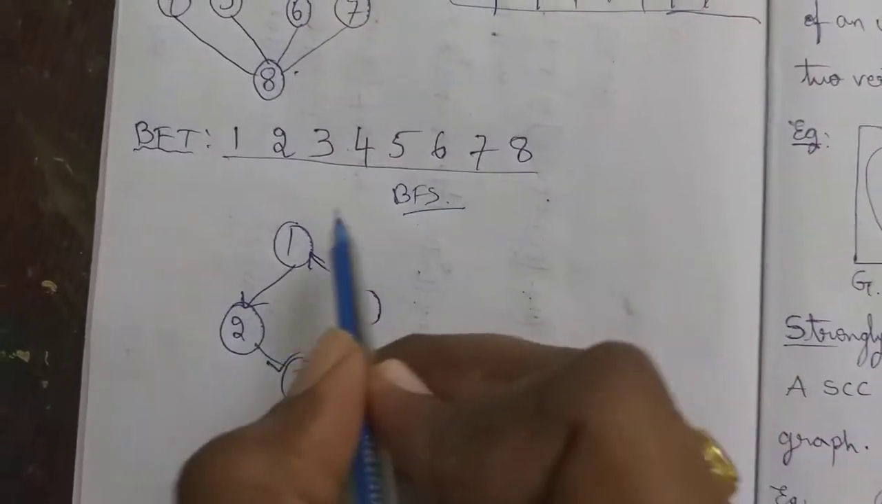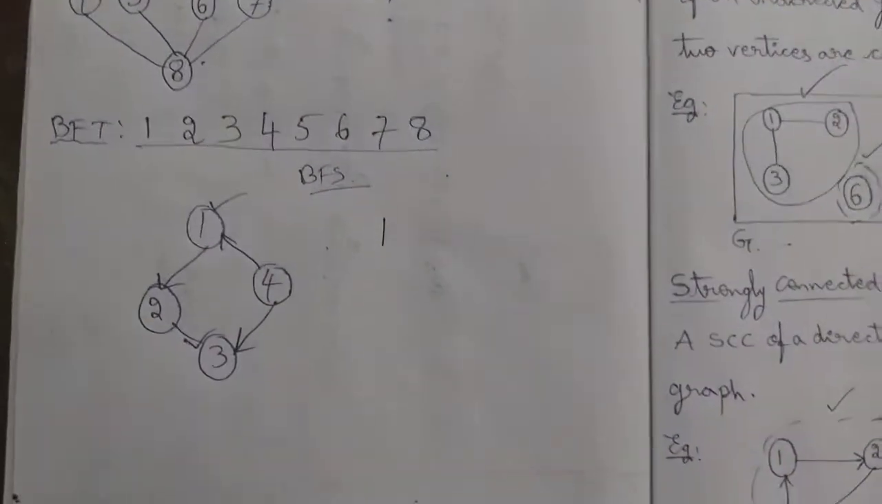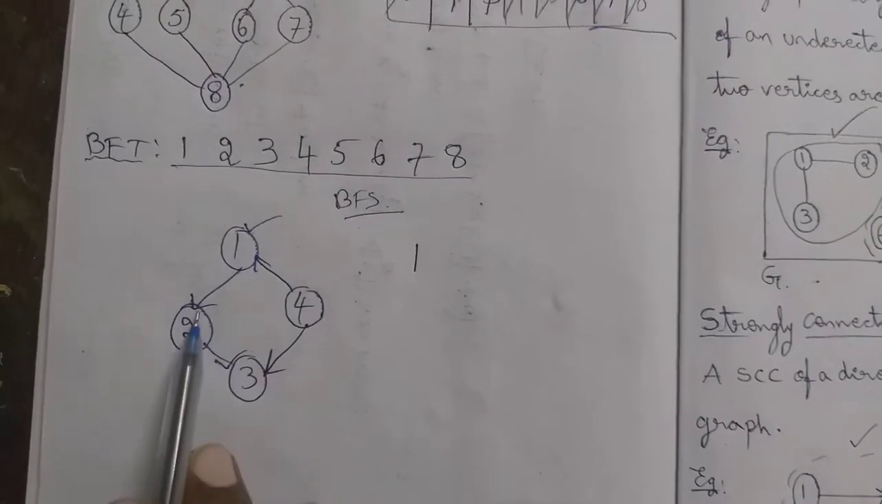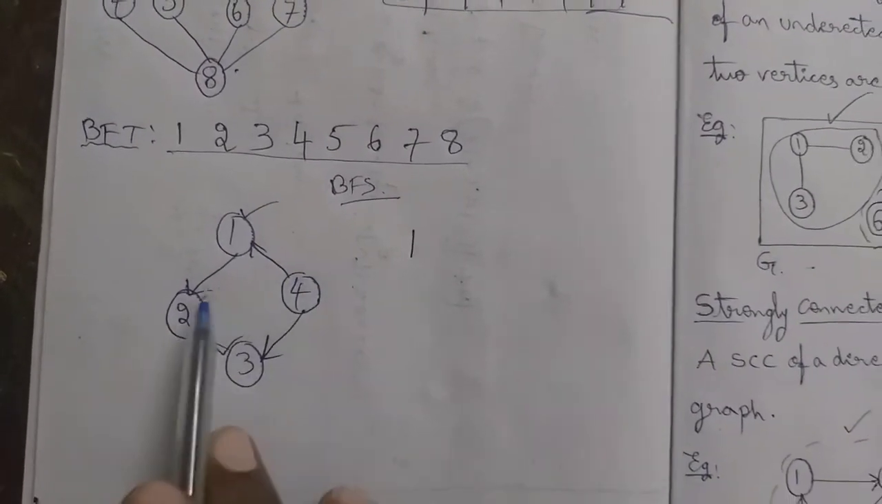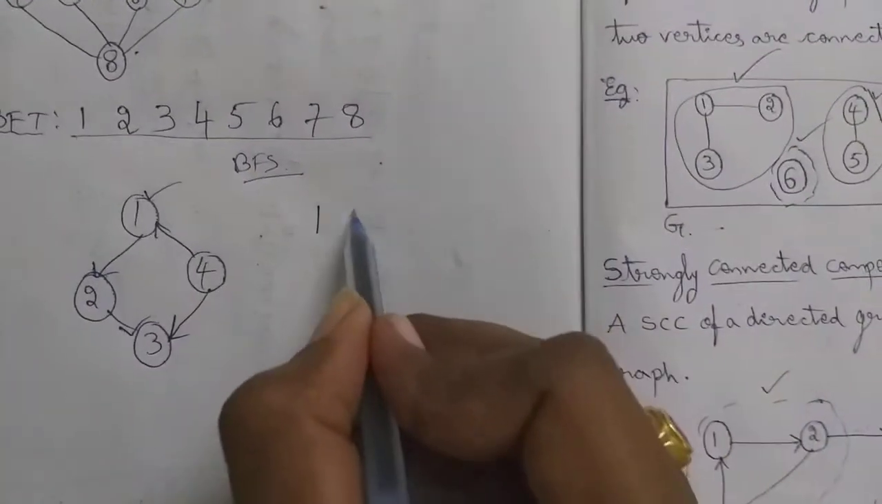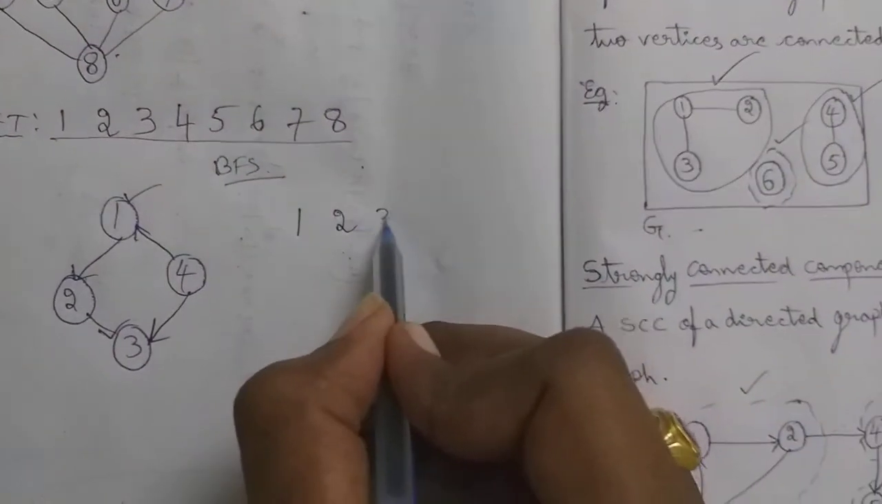First of all, I apply the BFS traversal at vertex 1. At vertex 1, 1 is visited, and the adjacent vertex is 2. From 1 I cannot reach 4, therefore 4 is not an adjacent vertex. Adjacent vertex 2 is visited. From 2, adjacent vertex 3 is also visited.